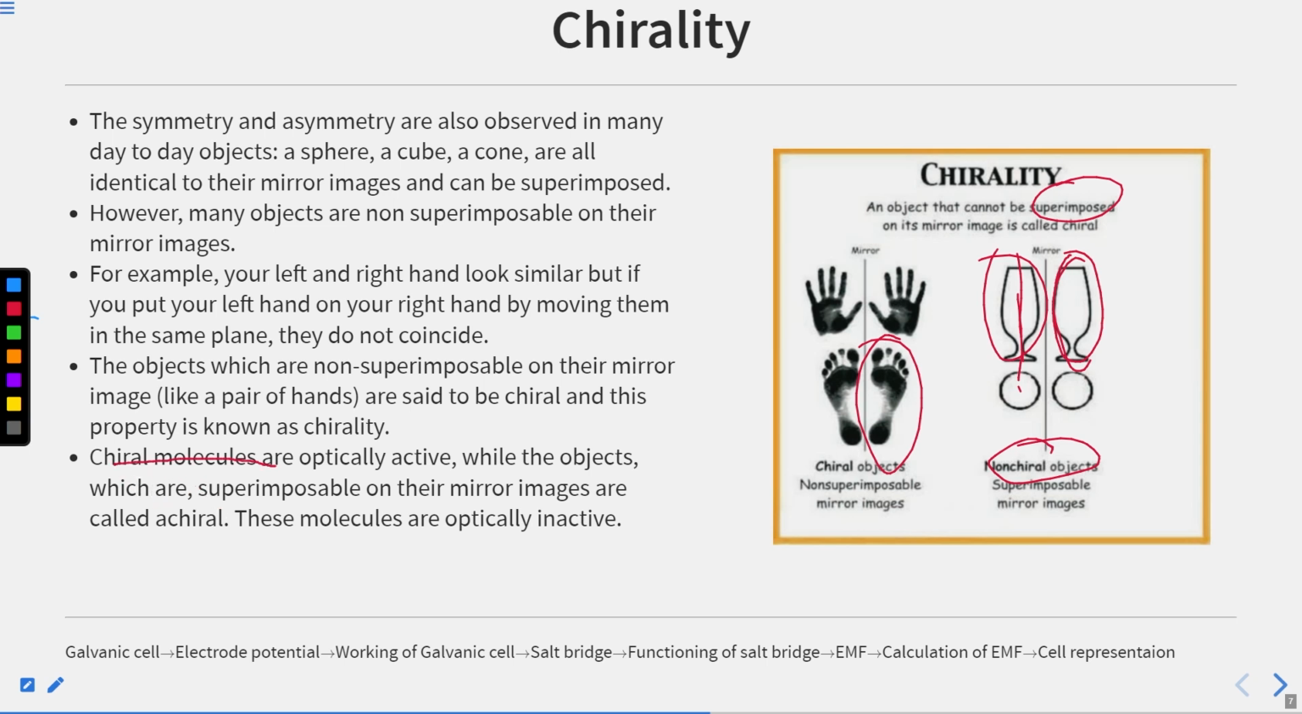Now, chiral molecules are optically active, while the objects which are superimposable on the mirror image are called achiral. These molecules are optically inactive. You cannot just think of molecules, you can think of the objects around you also. So these are not chirally active, and these are chiral molecules, chiral things, and this is achiral things.